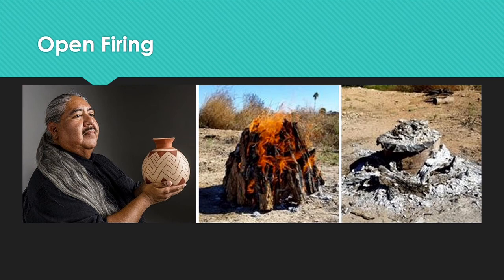Open firing, like I talked about, is where you basically place the ceramics on a stand that's not going to fall apart and have them knock into each other, and then you surround them with the fuel that you're using, whatever that may be: wood or agave stalks, or in some regions, dried bison dung or cattle dung. It just depends on what you're using. And then you set fire to the whole thing. It burns down, and what you have left at the end is your ceramics.